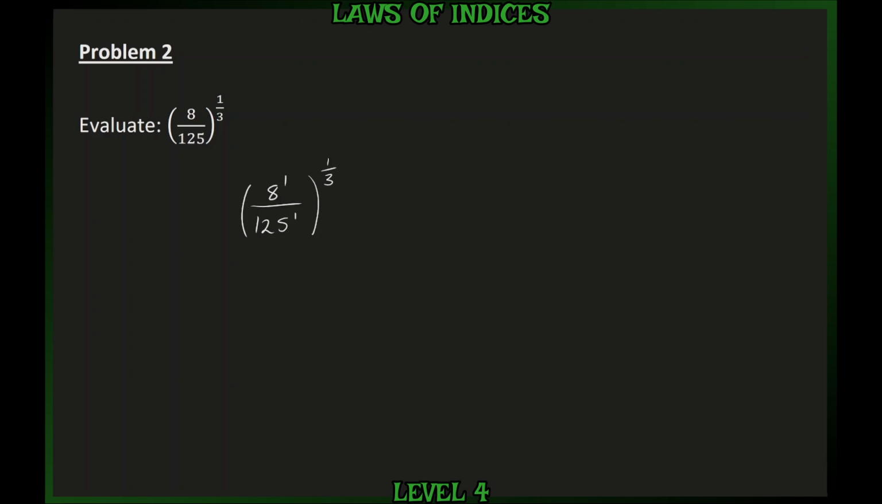And to do that, we need to use this law, which tells us that when we raise a power to another power, we multiply the 2 powers together. So starting with 8 to the power of 1, we multiply together 1 and a third, and we get 8 to the power of a third. And on our denominator, we multiply 1 by a third again, and we get 125 to the power of 1/3.